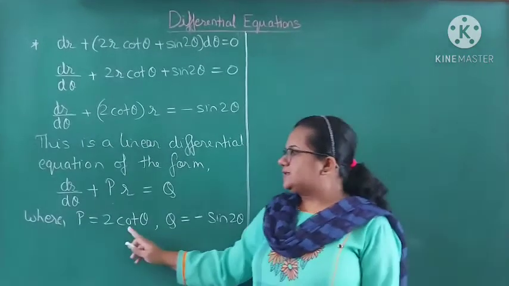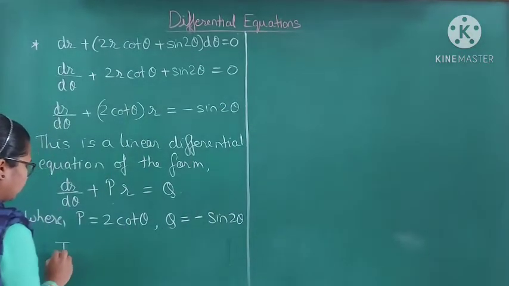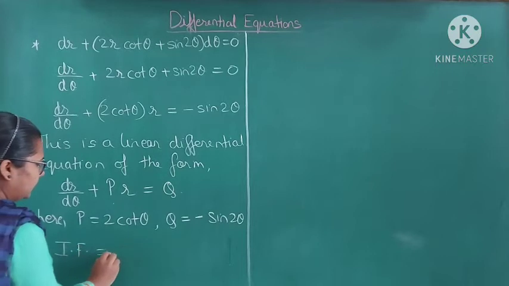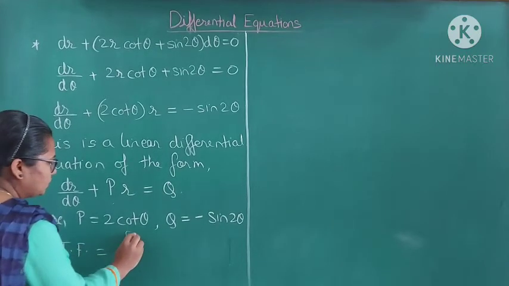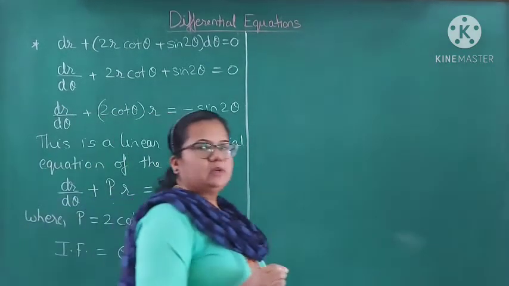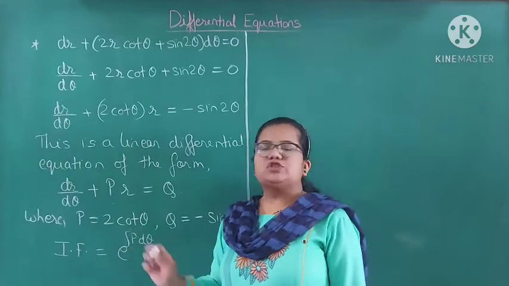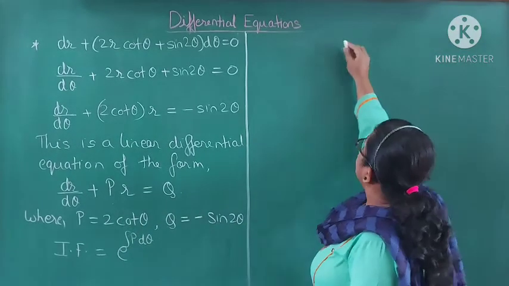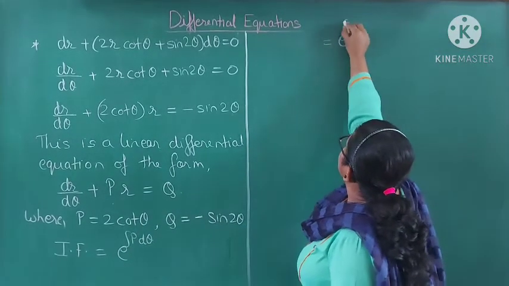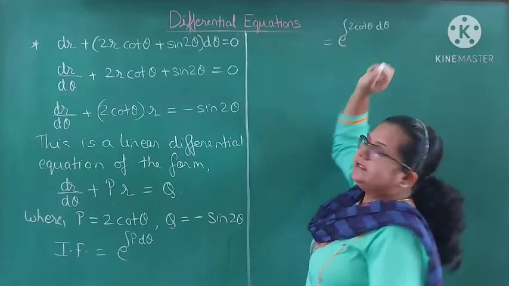Now what is our next step? We have to find the integrating factor. So what is your integrating factor? Integrating factor is e raised to integration of p. Now this will be d theta. You will integrate p with respect to theta because p is function of theta. So equal to e raised to integration of 2 cot theta d theta.